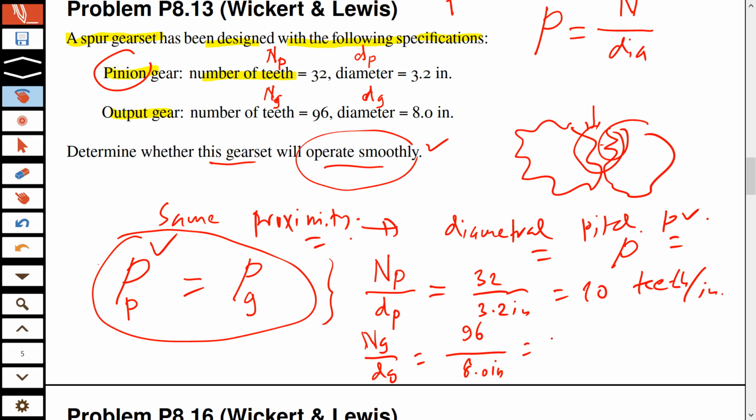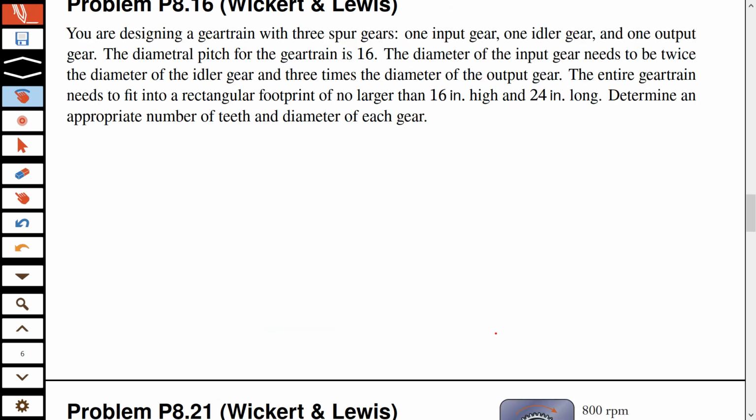What is this? 8 times 1. So it's 12, okay? 12 teeth per inch. So tell me, will this gear set operate smoothly? Yes or no? This condition is violated, okay? So it will not. The answer is no. You can't have 10 teeth per inch operate smoothly with 12 teeth per inch. They will misalign.